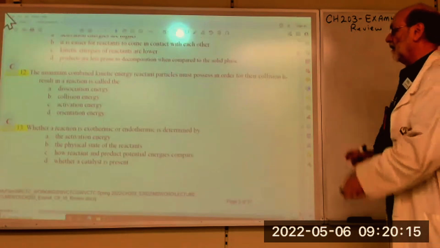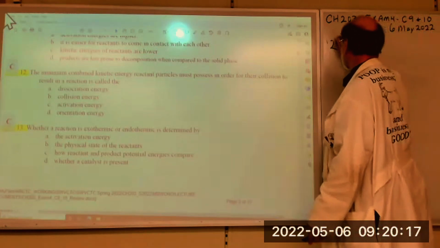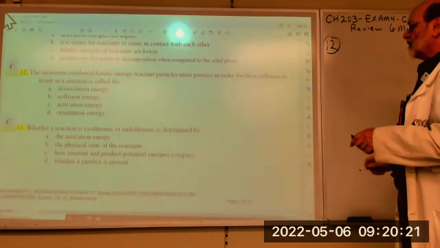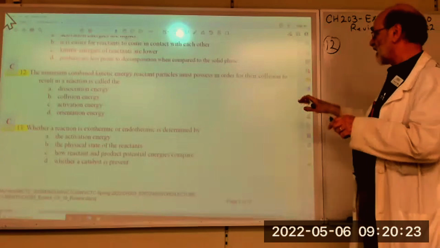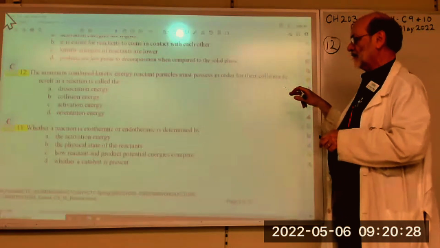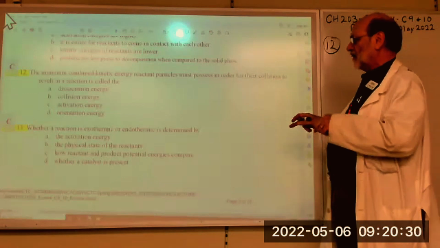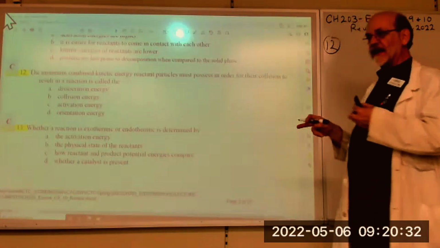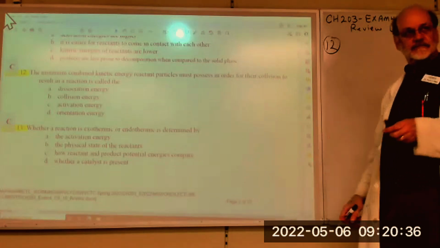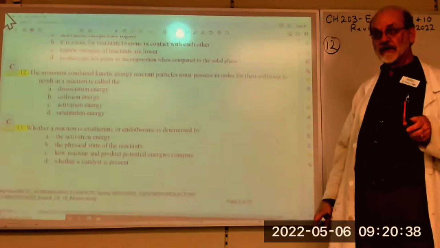That's good. Number 12. The minimum combined kinetic energy reactant particles must possess in order for their collision to result in a reaction. The minimum kinetic energy required for a reaction to proceed. There's a name for that. Right? Remember?